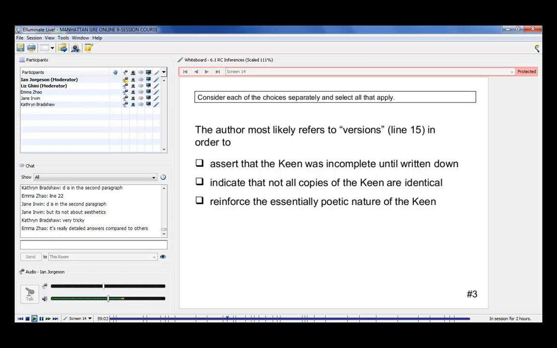Wonderful. Okay, so when they give us a line number, what should we do? Keeping in mind Ian's new argument that we don't want to overthink things. Just go to that line and reread it. So let's do that. Complete versions were not written until years later. Okay? So what do you think they mean by versions here? Once again, we don't want to overread this. Can we state that the Keen was incomplete until written down?